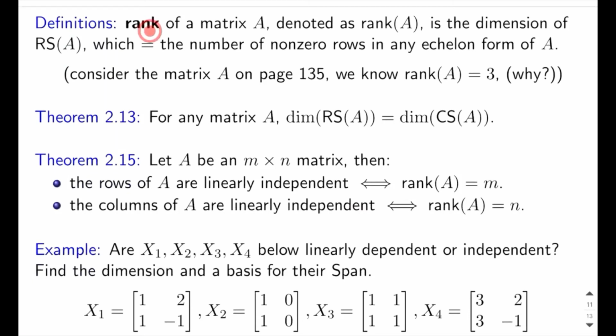The rank of the matrix is actually just the dimension of the row space of the matrix. And because we have already known that the non-zero rows of the echelon form of A will form a basis for the row space of A, that means that the rank will be the same as the number of non-zero rows in any echelon form of A. All right. So you may have different echelon forms, but the number of non-zero rows will be the same because they are all the dimension of the row space of A.